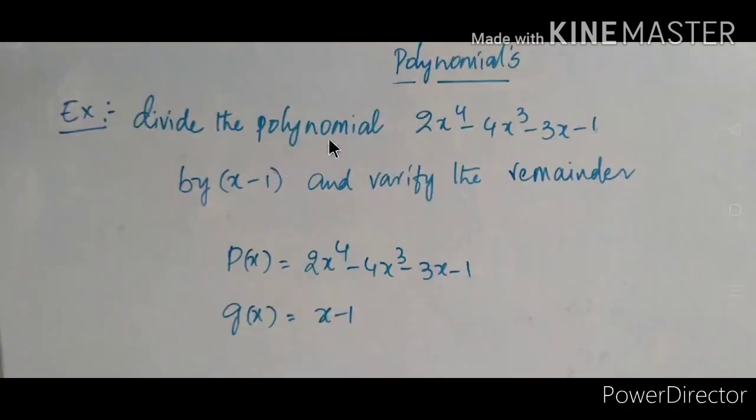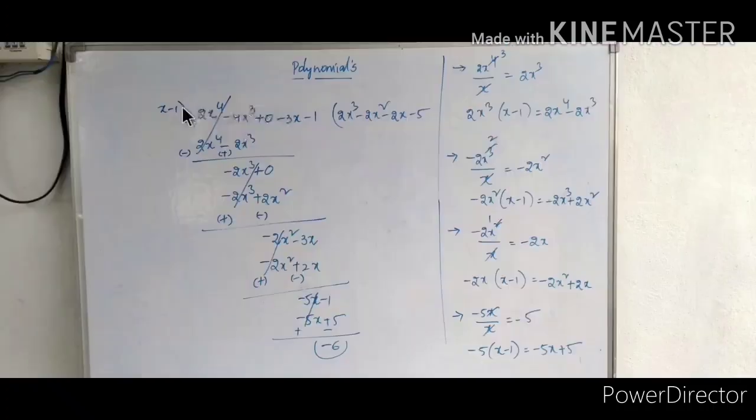Students, this is our third one. Divide the polynomial 2x power 4 minus 4x cube minus 3x minus 1 by x minus 1 and verify the remainder. So here p of x is equal to 2x power 4 minus 4x cube minus 3x minus 1. g of x is equal to x minus 1. This is the g of x. So 2x power 4 minus 4x cube minus 3x minus 1 is the p of x.